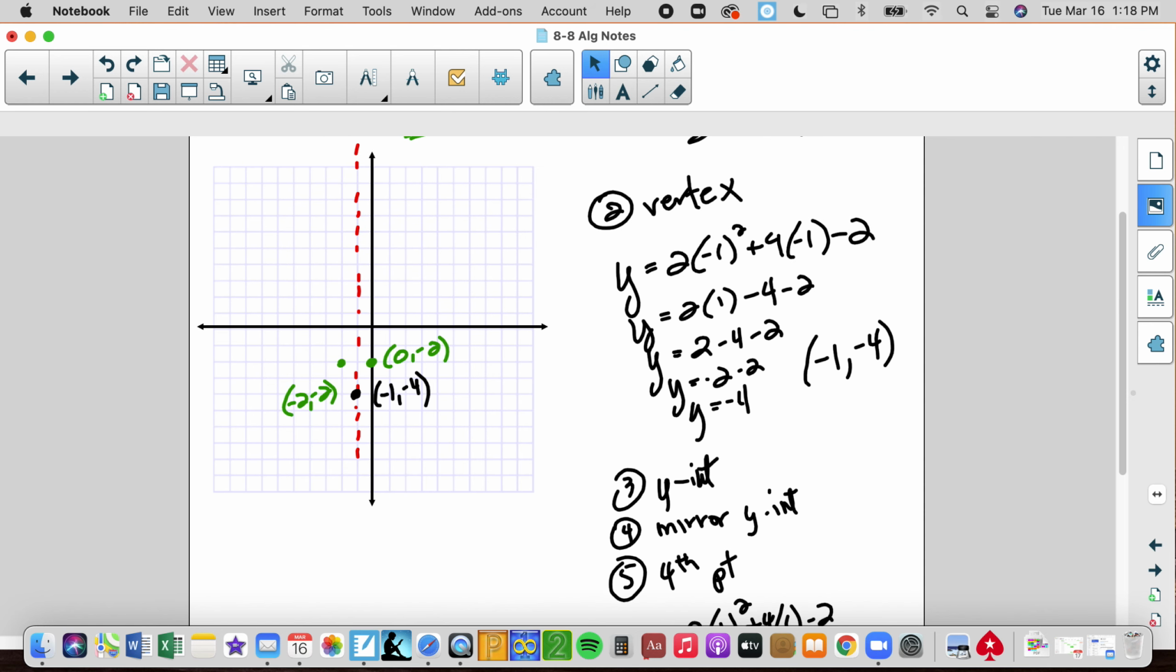So 1 on the x, 1, 2, 3, 4 on the y. Now, it is 2 away from the axis of symmetry, so I will go 2 in the other direction. And that coordinate is negative 3, 4. I have 5 points now, and now I want to connect the dots. Make sure you've labeled your points. The points labeling will be the most important part that will help me determine whether you graphed it correctly.